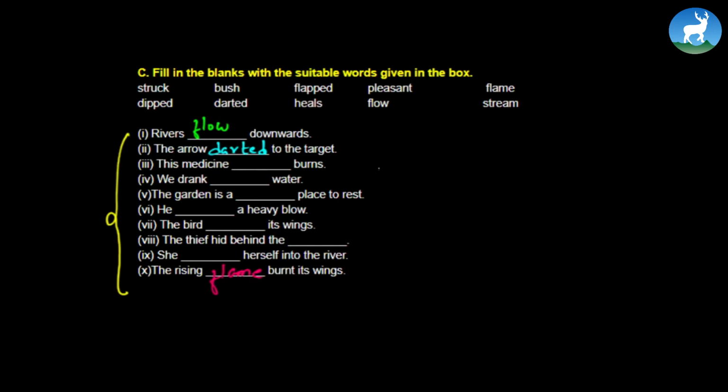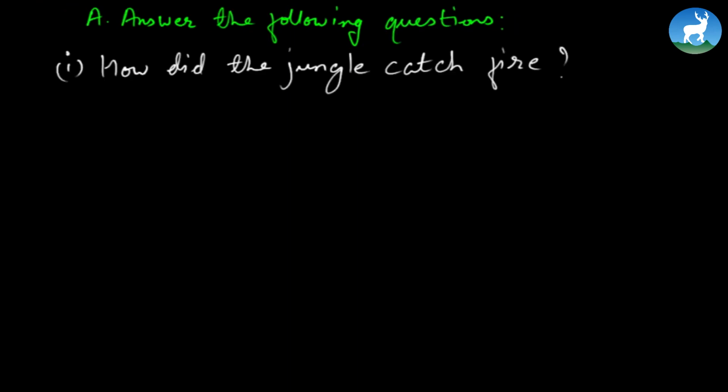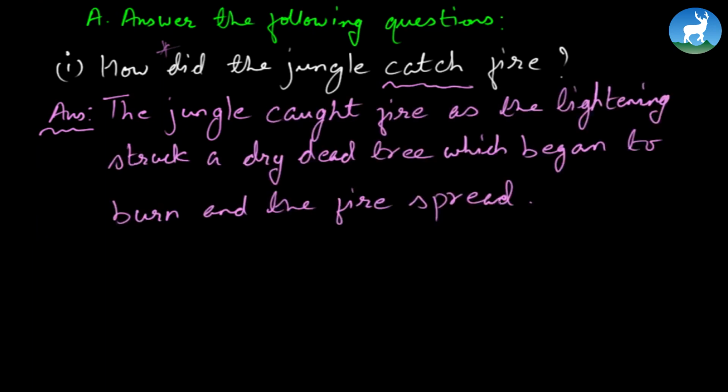Now, before we begin, let's look at the question answers. Answer the following questions. Number 1. How did the jungle catch fire? Remember, it's asked in simple past. The jungle. Now, take the verb that follows in simple past, because the question here is asked in simple past. See, the jungle caught fire as lightning struck a dry dead tree which began to burn and the fire spread.